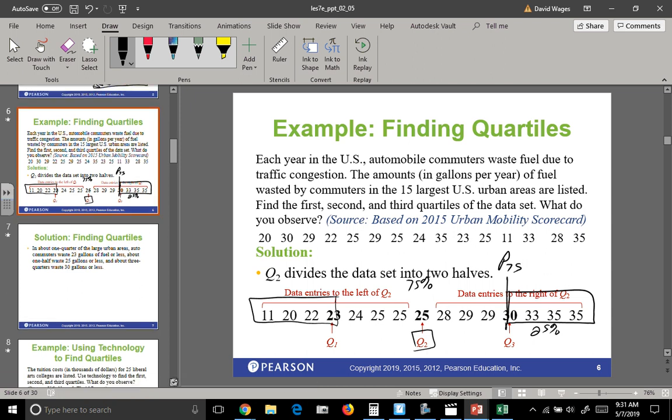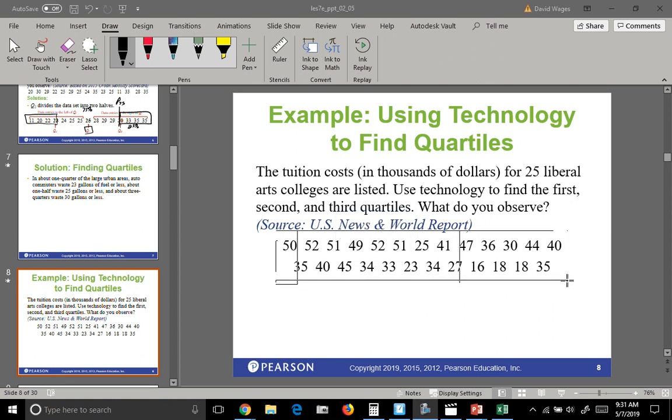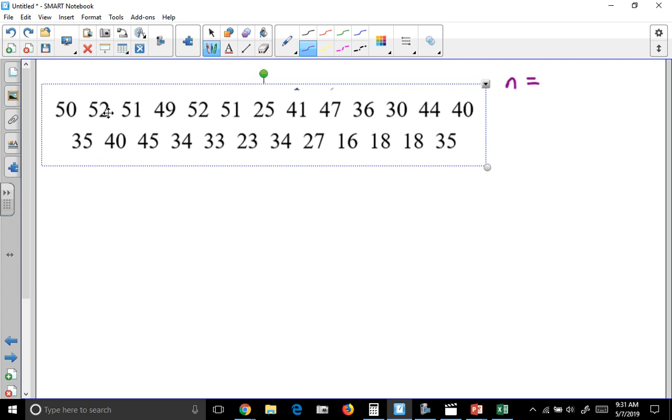So they give us another example, and it says to use technology with this data to find the quartiles, but we're going to do this by hand. It'll be good practice to see how to do this. So first of all, we need to know, well, how many pieces of data do we have? So here's 2, 4, 6, 8, 10, 12, 14, 16, 18, 20, 22, 24. We have 25 pieces of data.